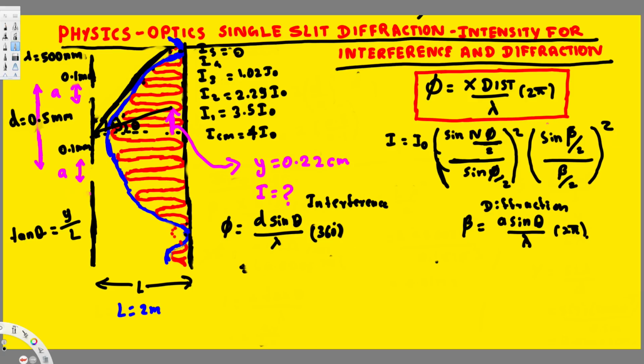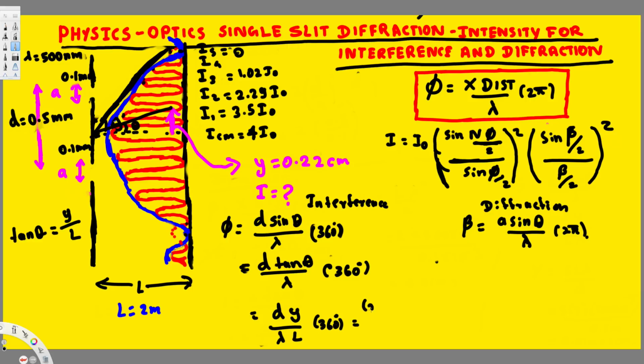So d sin theta over lambda can be written as d tan theta over lambda times 360, because for a small angle sin theta can be equal to tan theta. Since we are dealing with small angles right here, we can equate like this, right? And then tan theta is opposite over adjacent, so this is going to be d times y, opposite is y, over lambda times L, adjacent is L, times 360. Now we can go ahead and plug the values.